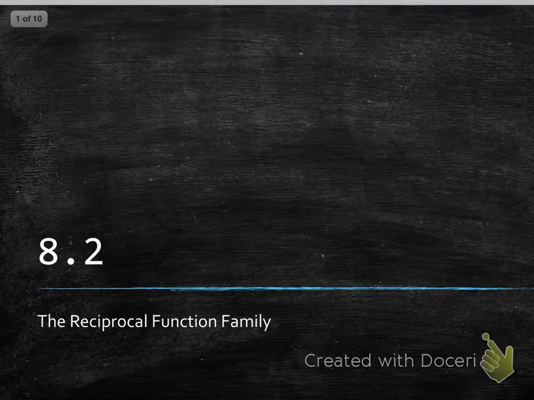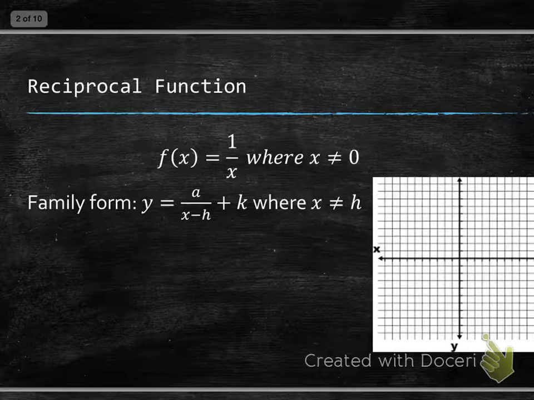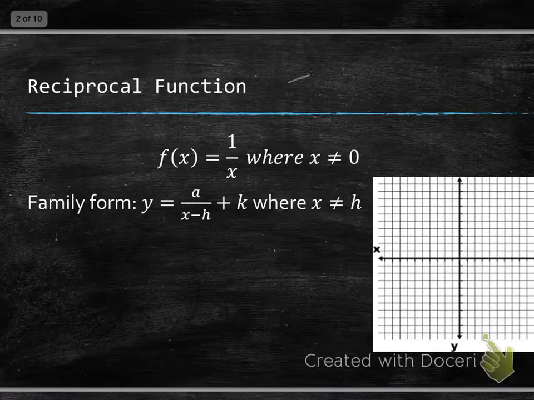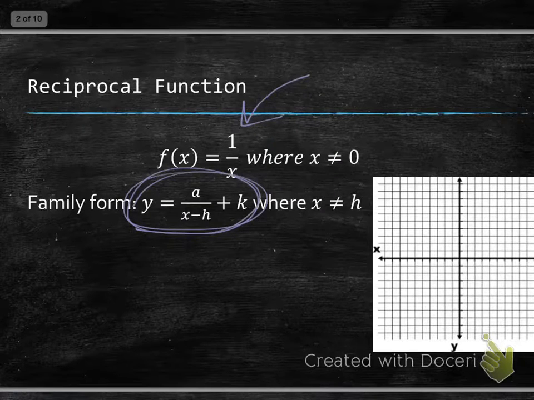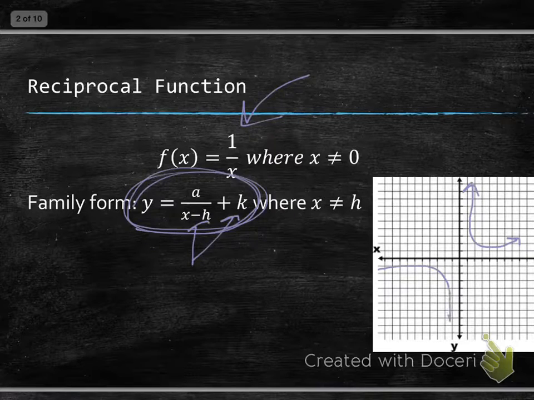Okay, in this video we're going to be talking about the reciprocal function family. So it's going to be equations that look like this, where it's just an x sitting on the bottom. Here's our family form that we're going to be shifting. So h and k will represent certain numbers when we're graphing. An example of this is going to be graphs that shoot off like this and like this. So it's going to be like mirrors of each other in a sense.